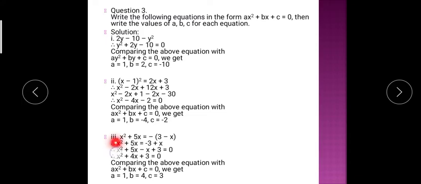Now the last question, x square plus 5x is equal to minus in bracket (3 minus x). So x square plus 5x is equal to minus 3 plus x. So x square plus 5x, this minus 3 you have to shift to this side, plus x also becomes minus x, is equal to 0. After solving, you will get x square plus 4x plus 3 is equal to 0. After comparing the equation with the general form, you will get a is equal to 1, b is equal to 4 and c is equal to 3.